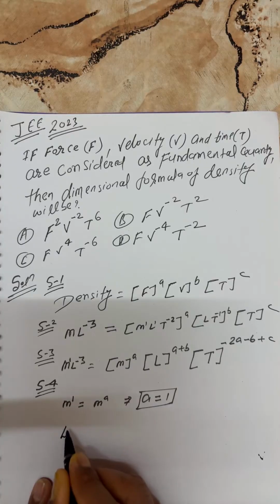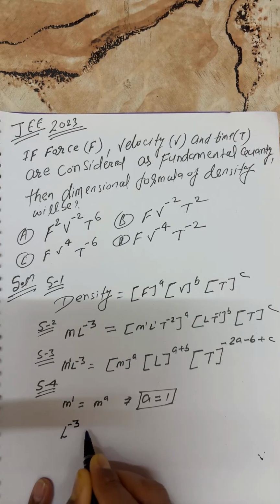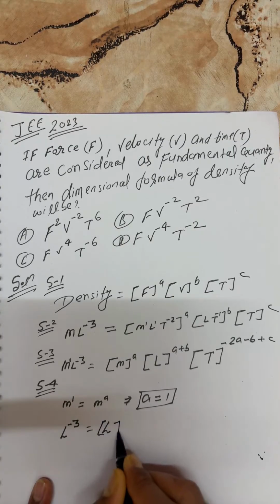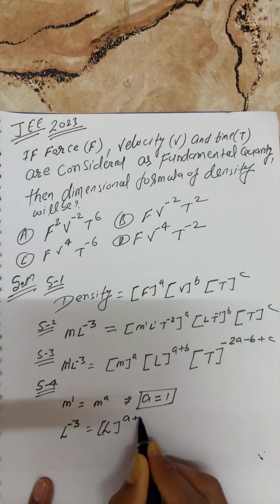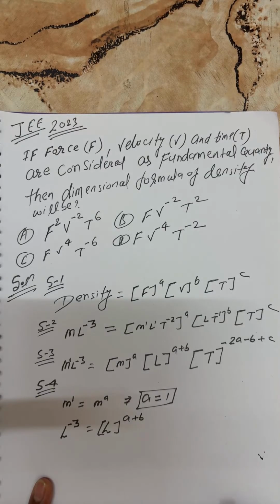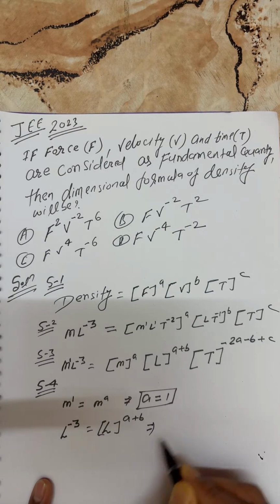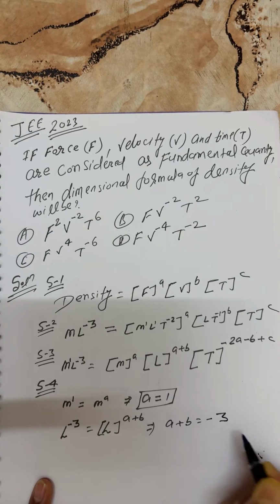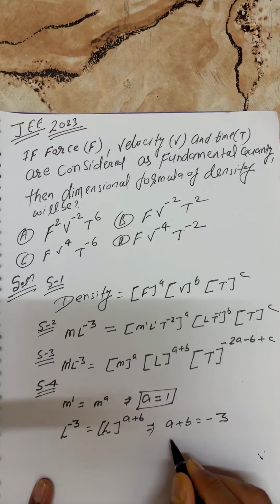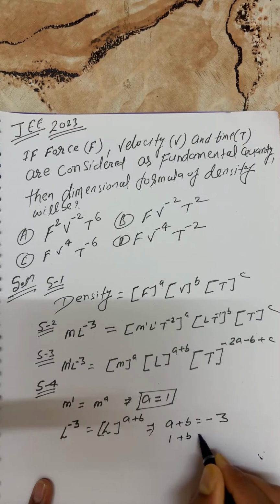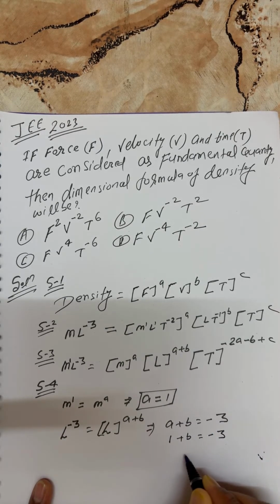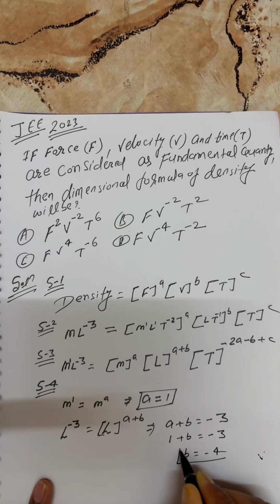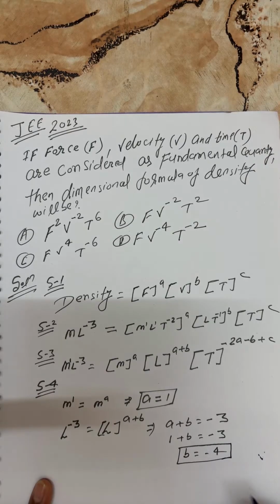Next, beta, length. So you can see in the LHS L to the power minus 3, but in the RHS L to the power a plus b. So we can write, students, a plus b is equal to minus 3. A we already found, so 1 plus b is equal to minus 3. So we can say b is equal to minus 4.